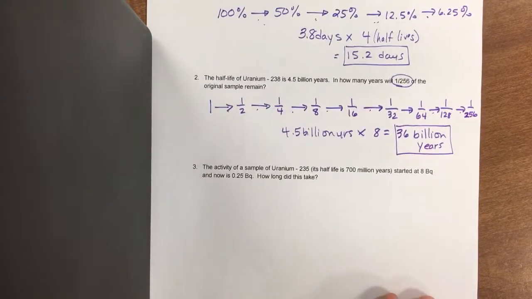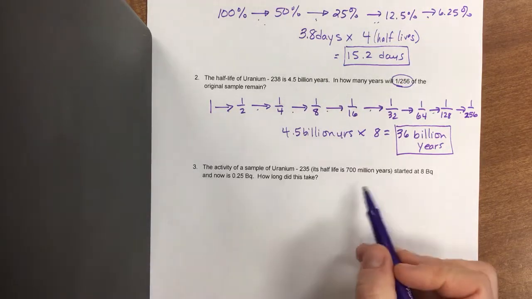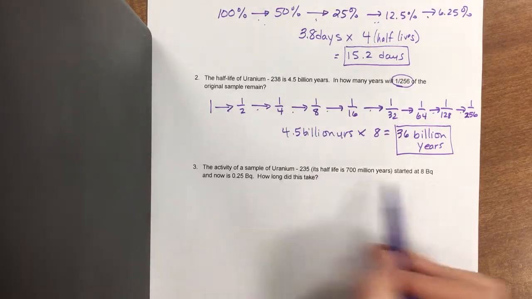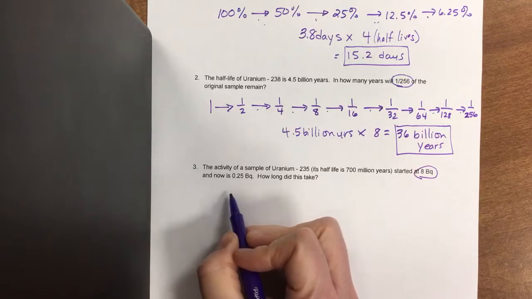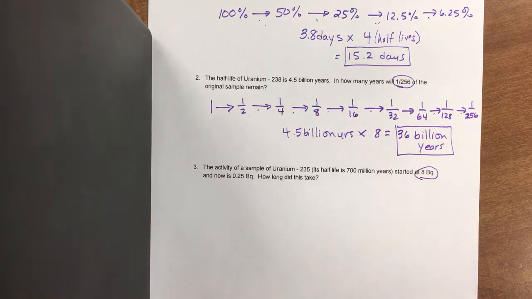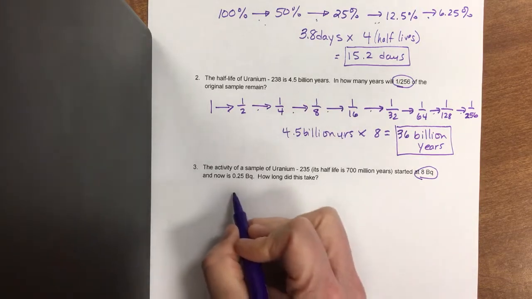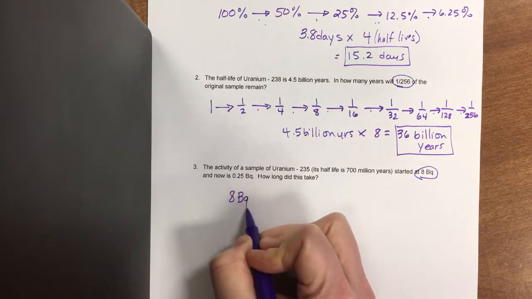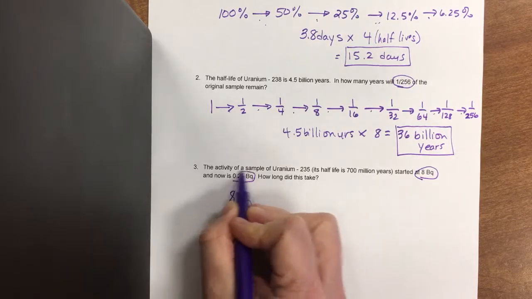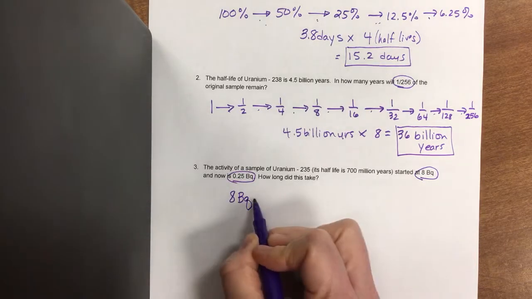Next one, or last one on this page, says the activity. Okay, so now notice these were all problems where they're giving me this and asking how long it takes. So the activity here is now 8 becquerels. The activity of a sample started at 8 and now it's 0.25. How long did this take? So I take 8 becquerels, 8 is my starting point, and I want to end at 0.25.